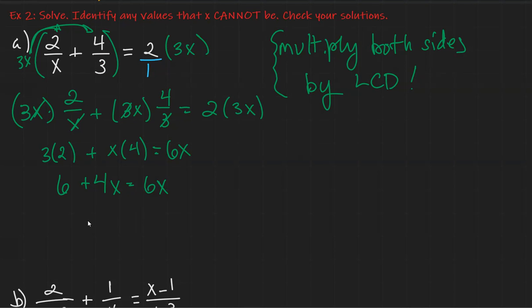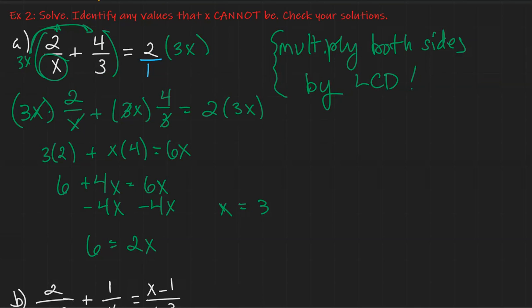So let's go ahead and get x by itself, subtract 4x on each side. I get 6 is equal to 2x. Just divide 2 over, we get x is equal to 3. Okay. What can x not be? The only variable we have in the denominator is this x over here.